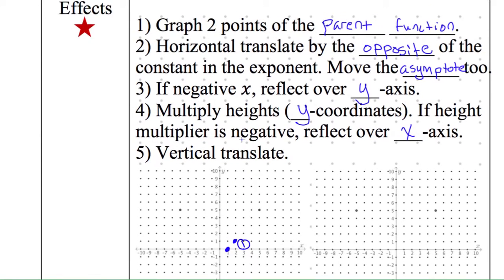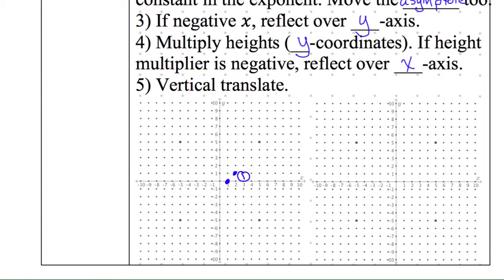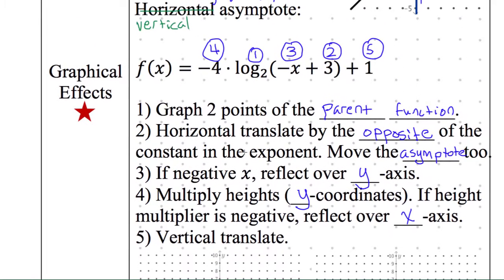Step number 2 is what? Quiet raised hand. Andrea. Move to the left. Left 3. I'm going to do that in yellow. So left 3. So that was step number 2. We moved left 3 because we had a plus 3 in the exponent.